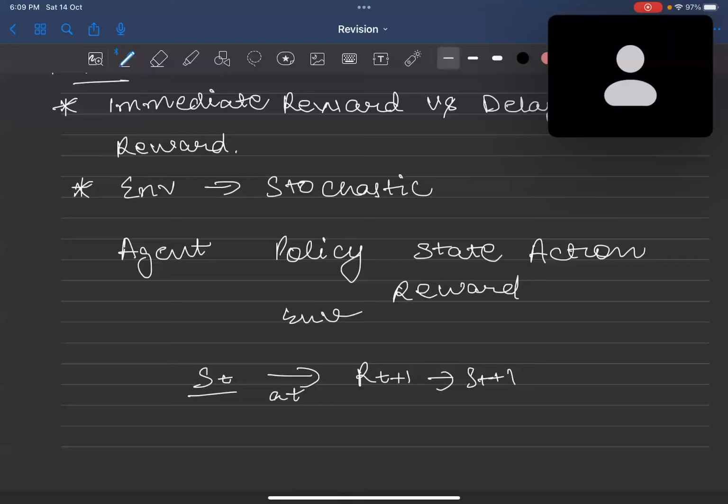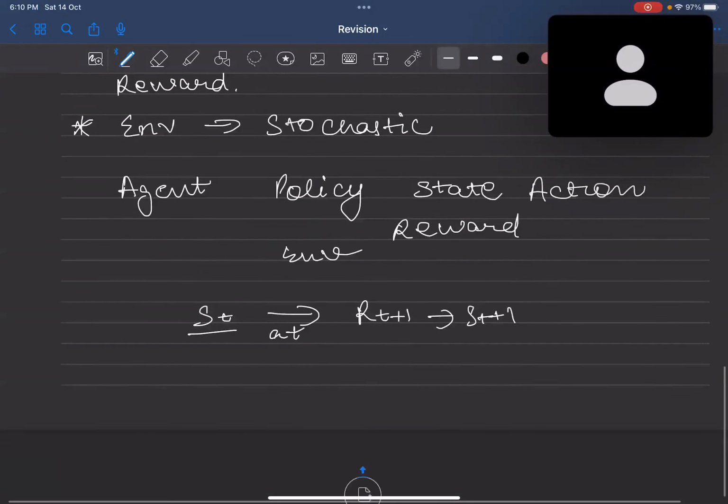So basically, a state is there. We take a particular action. A reward is given to us, and accordingly we go to the next state. As you said, policy is basically mapping states to actions, what action you should perform when you are in a particular state. That is what the policy will tell us. Is it okay?